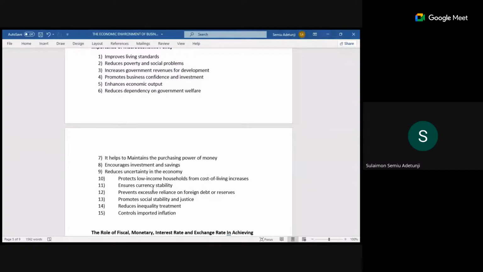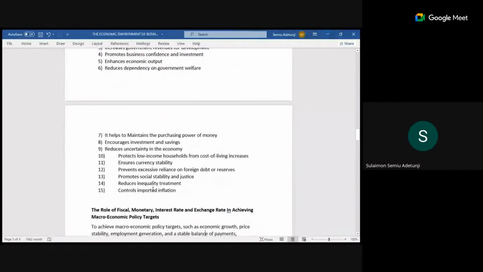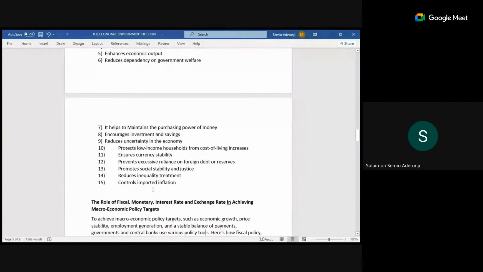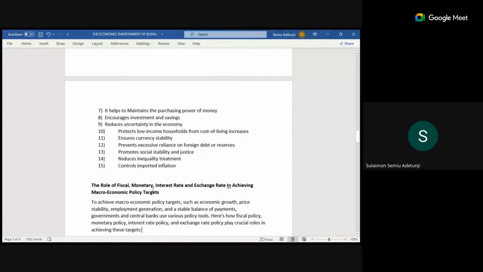Protect low-income households from cost of living increases. Ensure currency stability. Prevent excessive reliance on foreign debt or reserves. Promote social stability and justice. Reduce inequality treatment. Control imported inflation. Then let us now look at the role of fiscal, monetary, interest, and exchange rate policy. Let us now look at the role they play in achieving all these objectives.